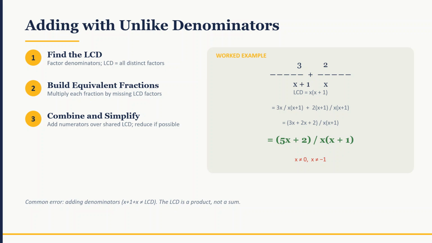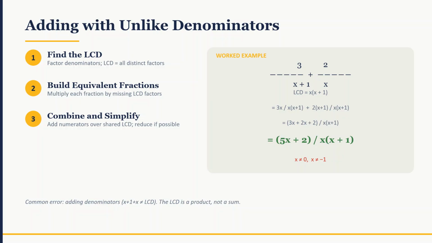Step 2. Rewrite each fraction over the least common denominator. The first fraction is missing a factor of x, so multiply its numerator and denominator by x. That gives 3x over x times x plus 1. The second fraction is missing a factor of x plus 1, so multiply its numerator and denominator by x plus 1. That gives 2 times x plus 1 over x times x plus 1.